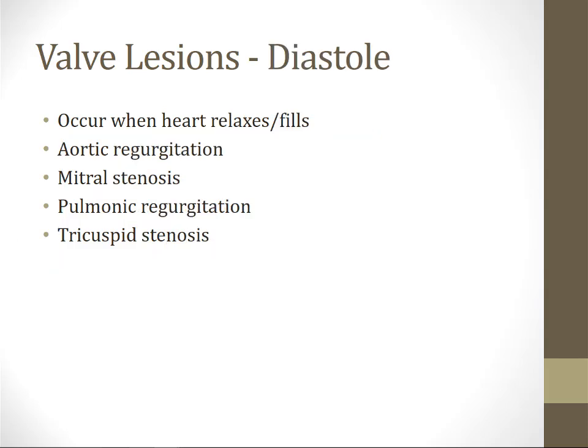In contrast, valve lesions that occur in diastole occur when the heart relaxes or fills. So these are lesions like aortic regurgitation or mitral stenosis or pulmonic regurgitation or tricuspid stenosis. These lesions are caused either by the left ventricle relaxing and blood being drawn in, or they are caused by the left atrium contracting and pushing blood across a stenotic valve.